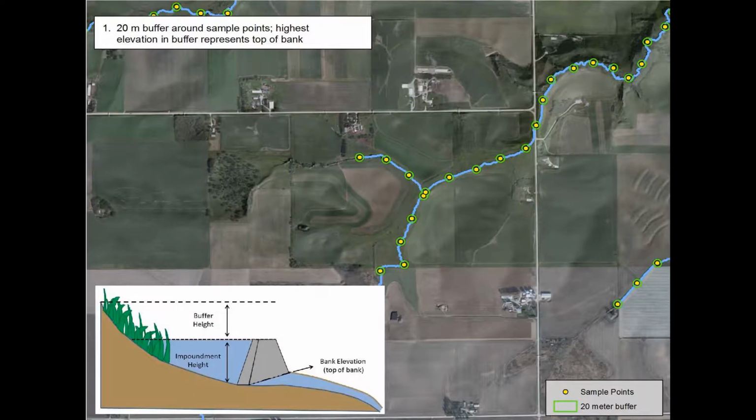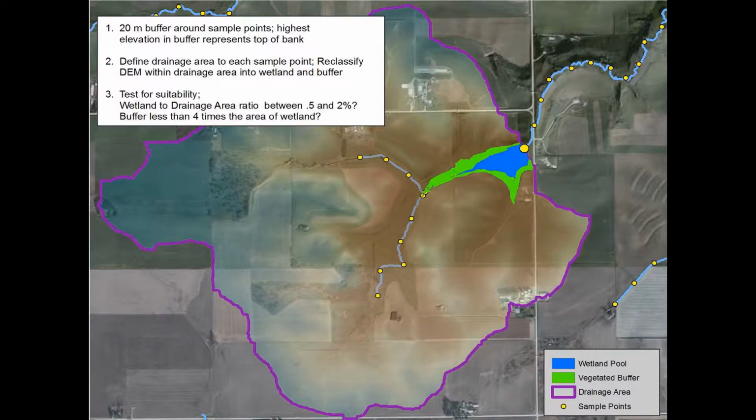While the tool is running, I'm going to go over what it's actually doing. So first off, the sample points are placed at whatever spacing you chose. For me, 250, so points are generated along concentrated flow paths every 250 meters. A 20-meter buffer is then placed around those sample points, and then the highest elevation in the buffer represents the top of the bank. The second step is to define the drainage area to each sample point.